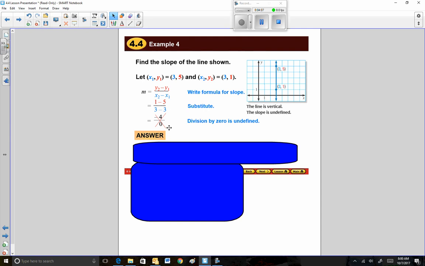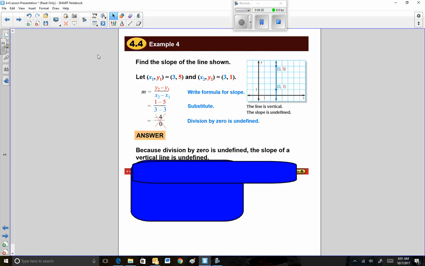3 minus 3 is a 0. Can you divide by 0? Nope, that's impossible. So that's an undefined slope. You can look at it visually and notice that the slope is straight up and down. That's undefined. So every time you have a vertical line, it is undefined. All right.